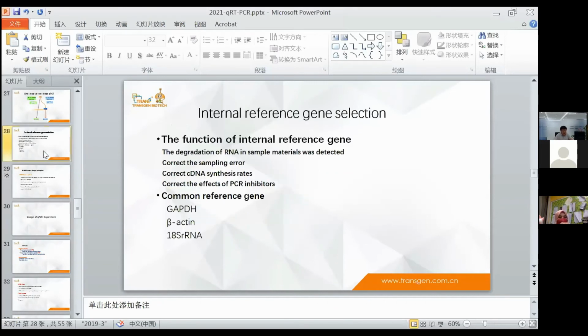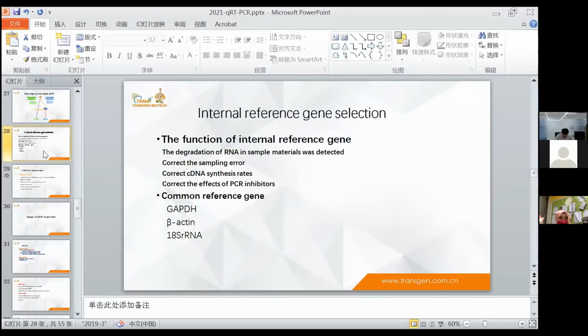Beta-actin, beta-tubulin, GAPDH, 18S RNA. So many references can be used. So if you detect that the GAPDH can be changed during your experiment, it means your experiment will interfere with the internal reference gene expression. So you have to choose another one. But you have to choose the precise reference gene based on your experiment.